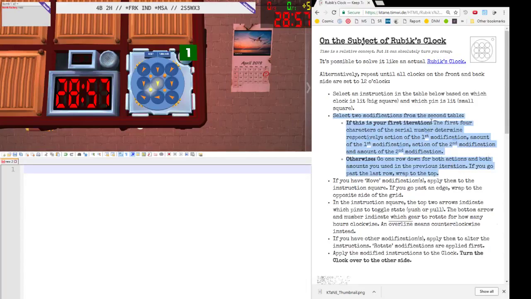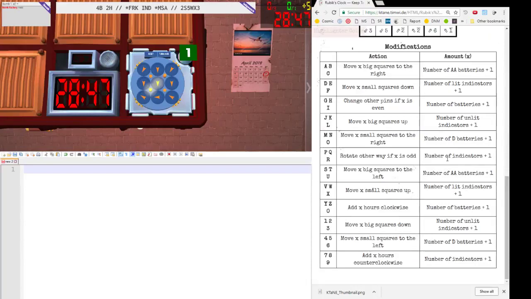For the first iteration, for the first stage, the first 4 characters of the serial determine the action and amount of your first change, and then the action and amount of your second change. So, scroll down here. Let's look at our serial number. It's 2S5WX3. So 2S is going to give us 2 for an action, S for an amount. Now let's switch color. And then 5W is going to give us a different action and amount. So we're going to do both of those things after the first stage.